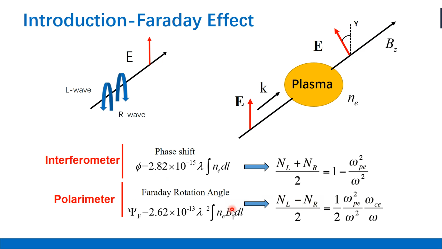The refractive index of left-handed and right-handed light in plasma is different. Interferometers and polarimeters can be developed to diagnose plasma density and magnetic field. We can derive the phase shift equation and the Faraday rotation angle equation.